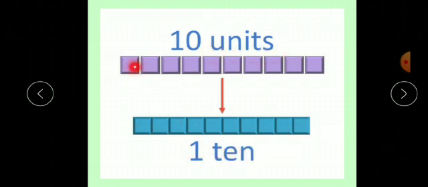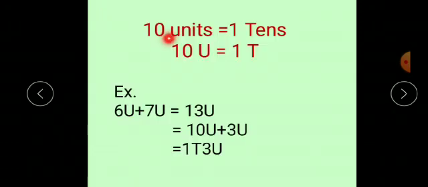These are 10 units and when we combine them, we get 1 ten. So, 10 units is equal to 1 ten. So, instead of 10 units, we can write 1 ten. Okay. So, 10 U, which stands for units, equals 1 T. Children, you have to remember this.